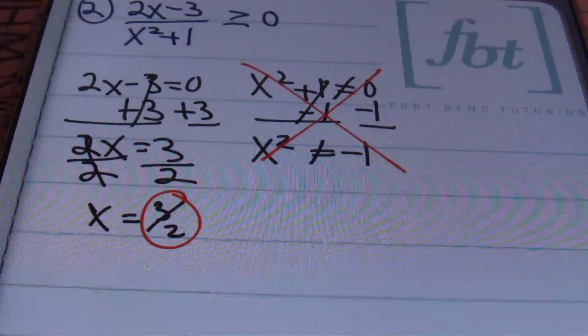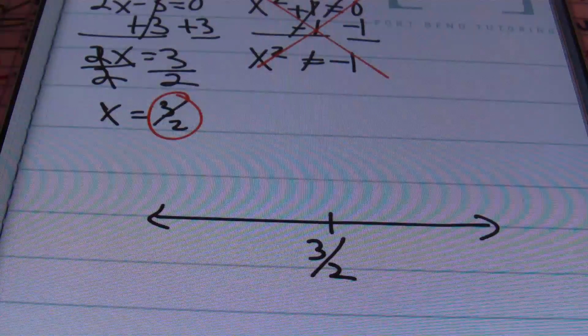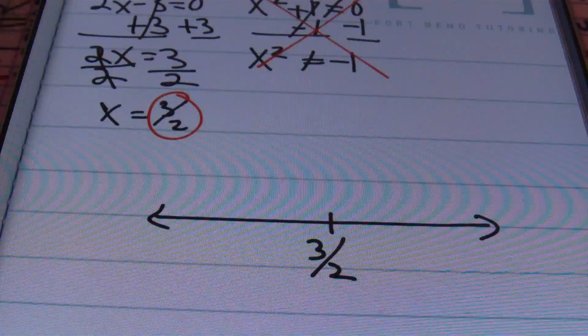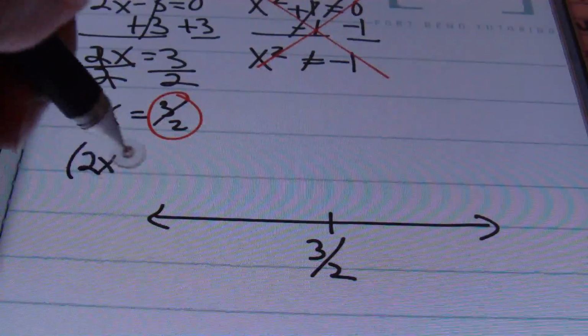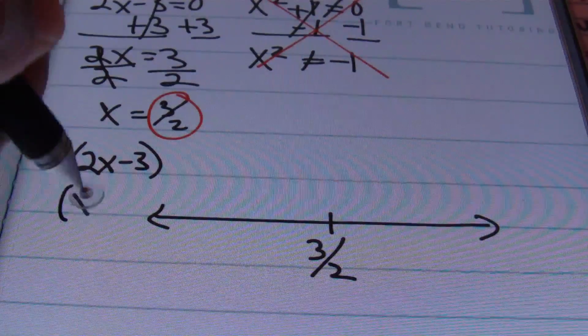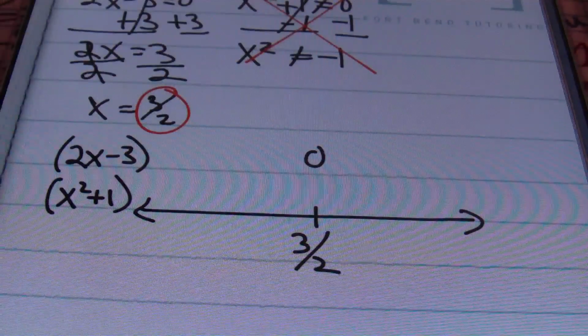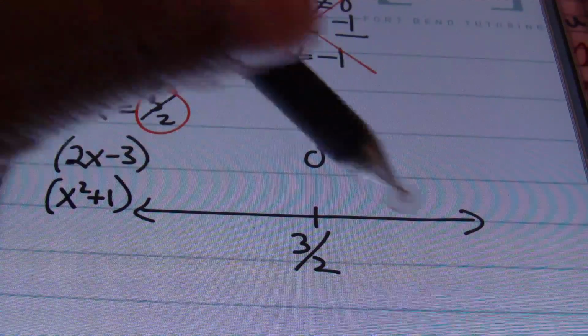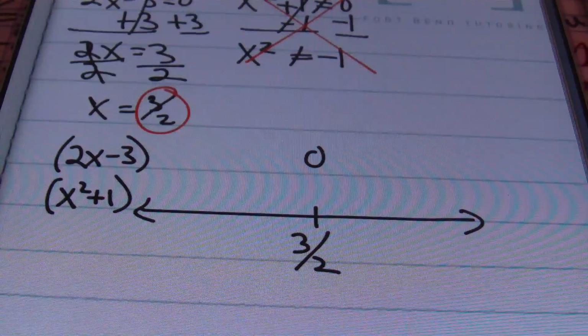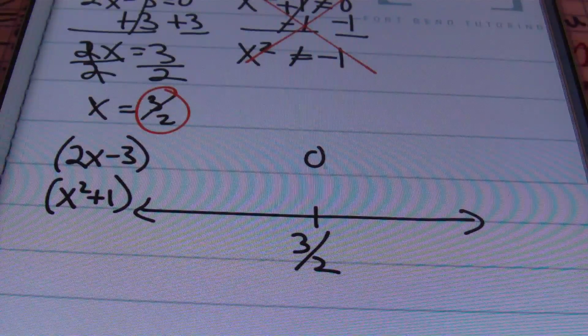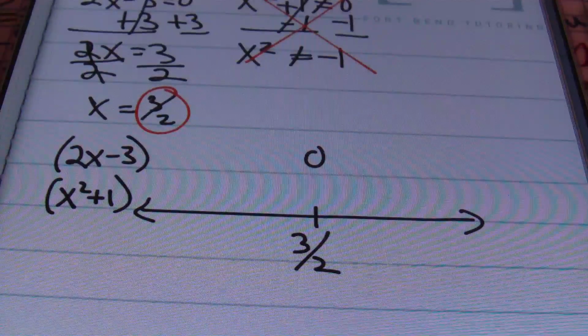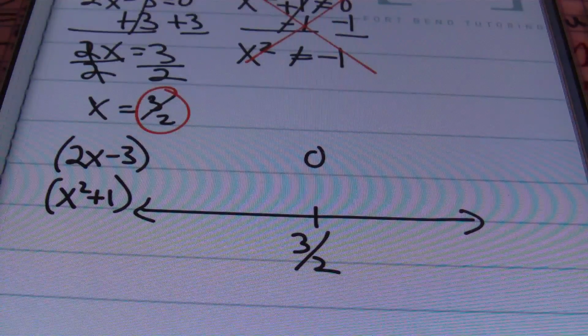So therefore, let's go ahead and set up our sign chart. So my sign chart will look like this. I'm going to have my number line, and on this number line I'll just have my one critical value of 3 halves. I know I have 2 factors involved in the original problem. I have 2x minus 3, and I also have x squared plus 1. I know at 3 halves I'm going to end up with 0 in this first factor. And then there is nowhere on the number line where our second factor will ever be 0. In other words, you can't generate a 0 from this factor here. It's going to always be a positive result.